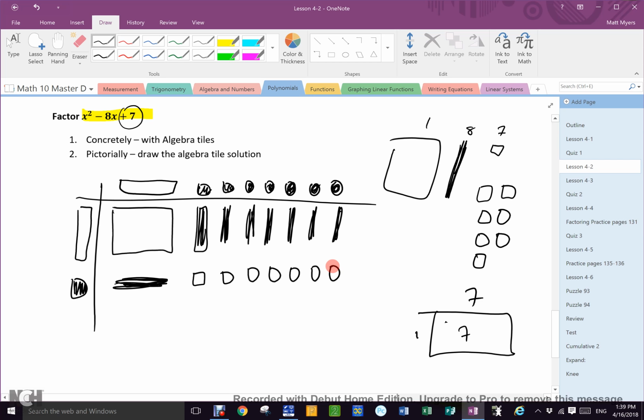I don't care if you can't draw it. I need you to see how it works. X times x gets me x squared. X times negative 1, 7 times, gets me 7 x's. Negative 1 times x gets me my 8x. There they are. And 1 times 1, 7 times, gets me my 7. Is everybody good? So now, the factors live on the outside, right?